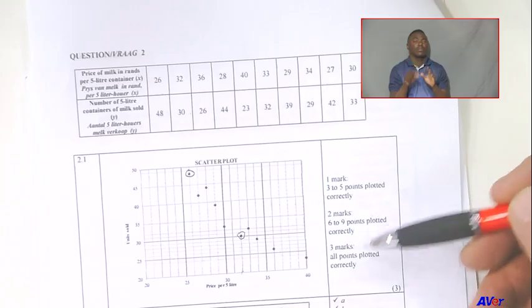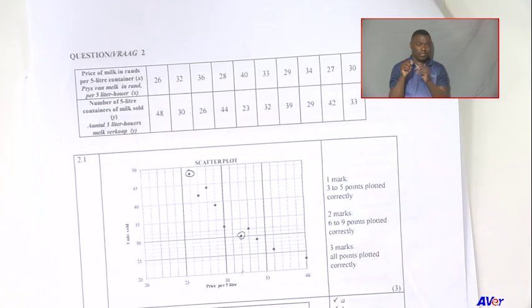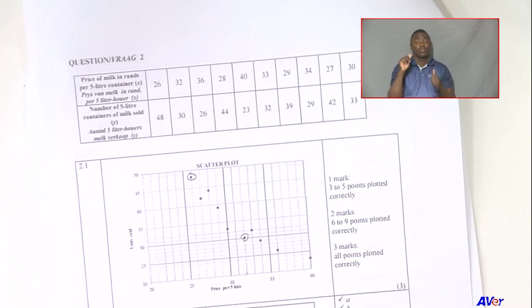So people, you get 2 marks if 6 to 9 points are placed correctly, and if all the points are plotted correctly, you will get 3 marks. You understand the scatter plot now? Okay.